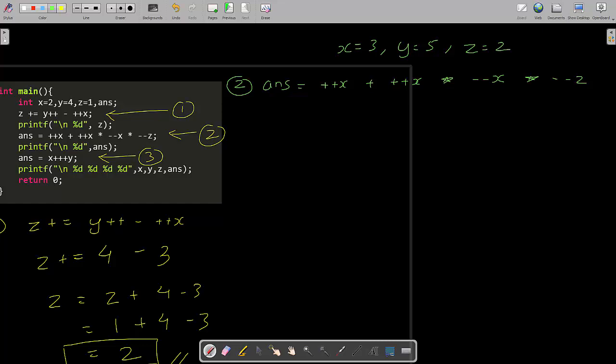The first thing that we're going to do is substitute the values of the pre-increment operators from left to right. So ++x, x currently is 3, so this becomes 4, plus this becomes 5, into this becomes 4, into --z, z is 2, so this becomes 1.